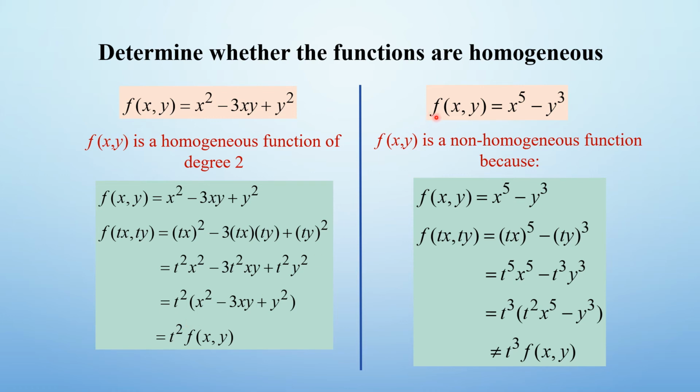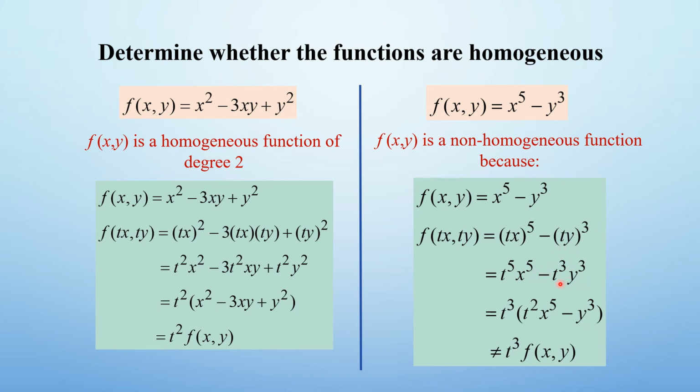Another example, f of xy is equal to x to the power of 5 minus y cubed. Is this function homogeneous? We are going to replace x by tx, and replace y by ty. So x to the power of 5 changes into tx everything to the power of 5, minus y cubed becomes ty everything cubed. Now tx to the power of 5 becomes t to the power of 5 x to the power of 5, minus, and then for this term it becomes t cubed y cubed.